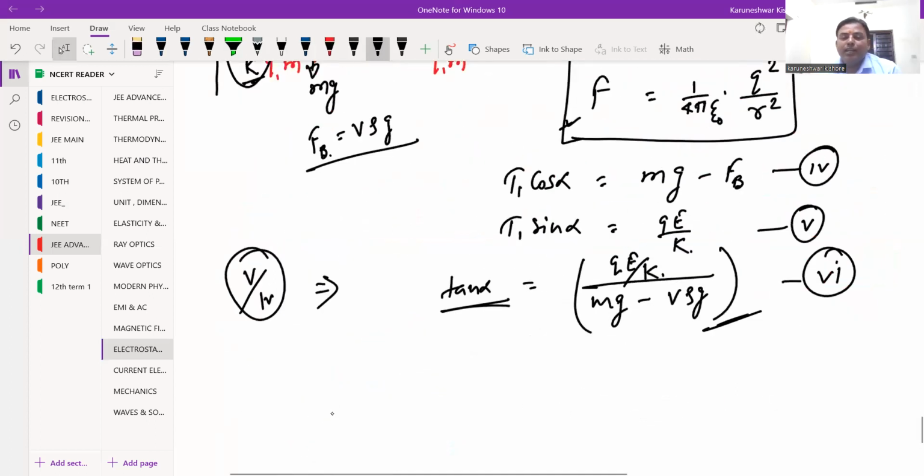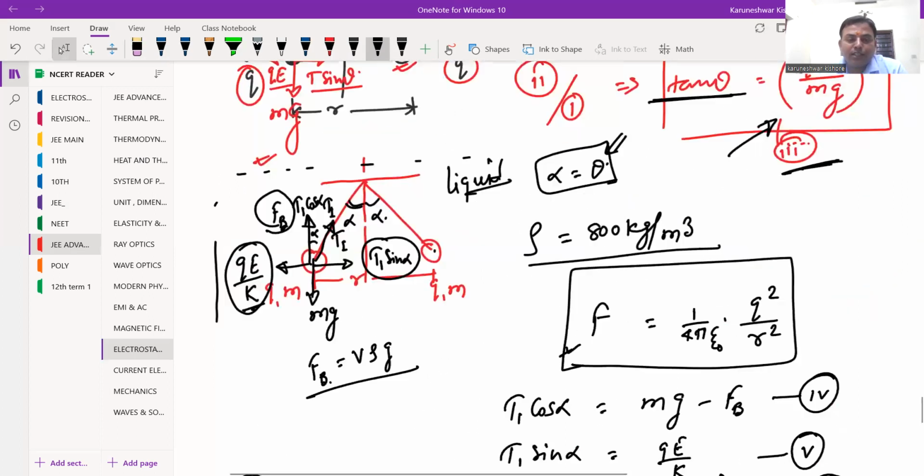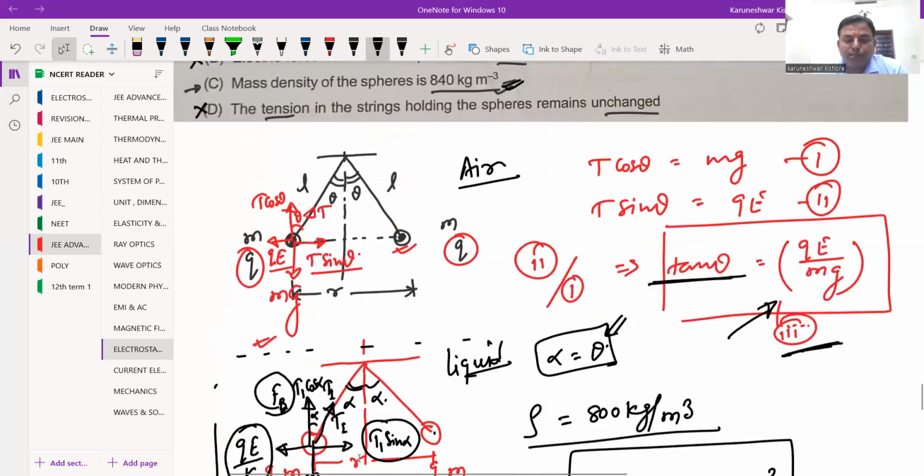ये इक्वेशन जो है 6 में जो हमें आया है QE by k by mg minus V rho g, इसके बराबर होना चाहिए. तो यहाँ से हम लोग लिख सकते हैं it is QE by mg here. This is QE by K, K I'm considering it is in the denominator factor here. And then mg, m is the mass of a sphere. So in the third option, it is saying you find the mass density of a sphere.